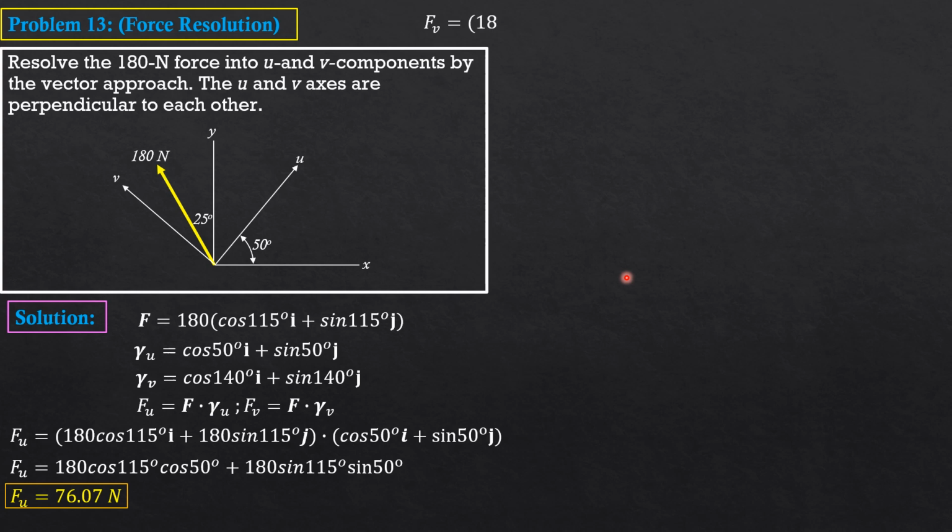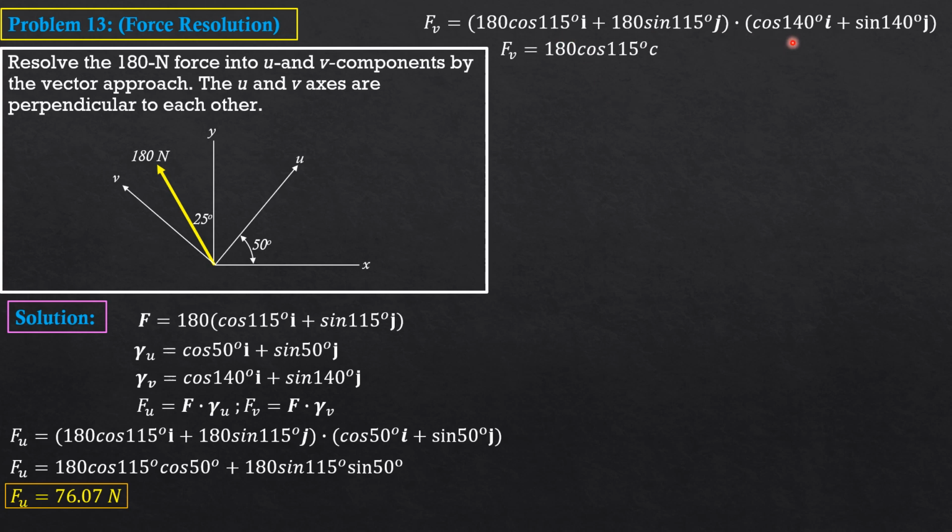While Fv is equal to the force, 180 cosine 115 degrees I plus 180 sine 115 degrees J, dot lambda V, which is cosine 140 degrees I plus sine 140 degrees J. So it is 180 cosine 115 times cosine 140 degrees plus 180 sine 115 degrees times sine 140 degrees. So Fv is equal to 163.1 newtons.